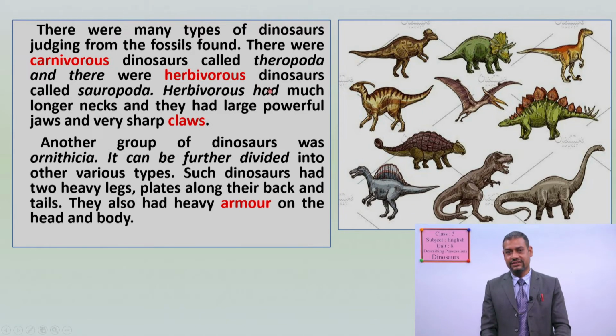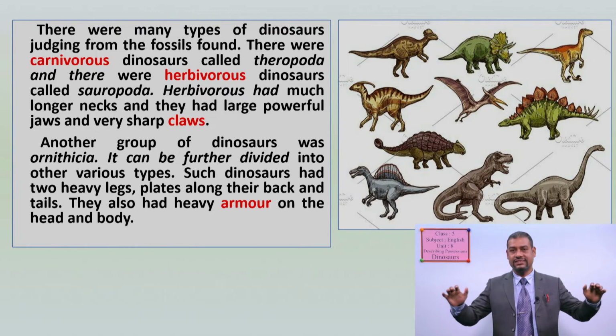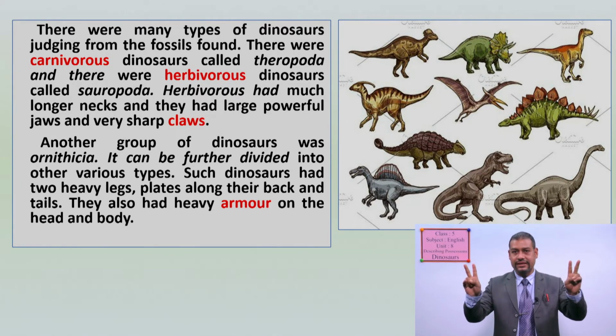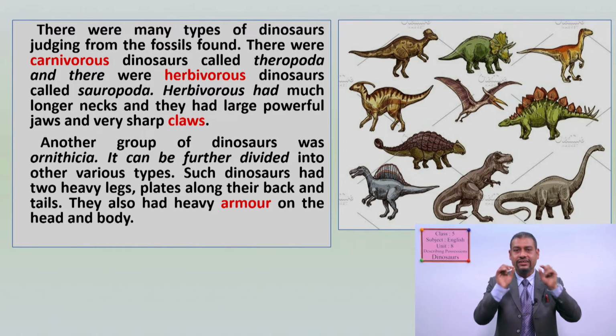Herbivorous dinosaurs, they are called sauropoda. Do they eat only plants or meat? You have to find out. Okay, so it means that the scientists have found the dinosaurs could be categorized. Okay, we can differentiate dinosaurs into two types based on their food.